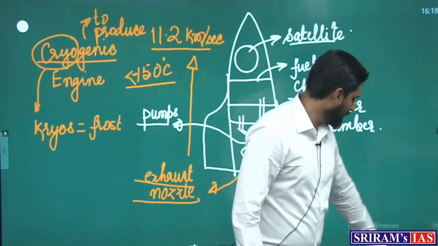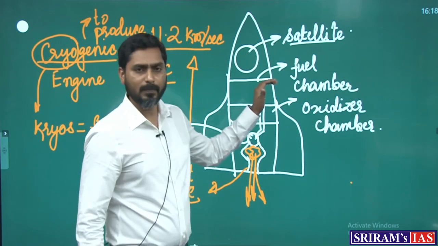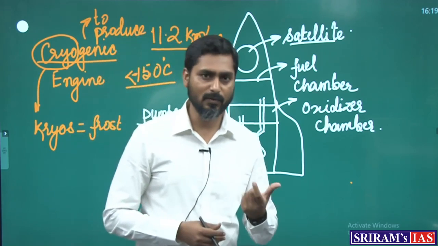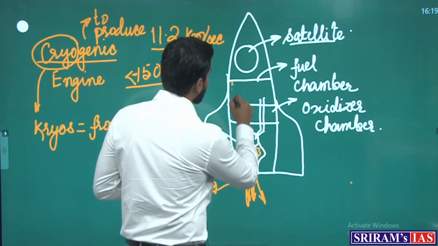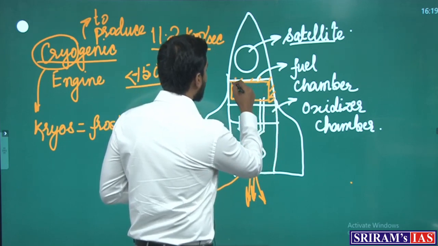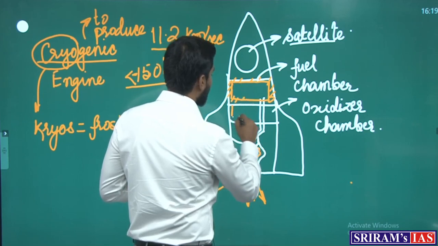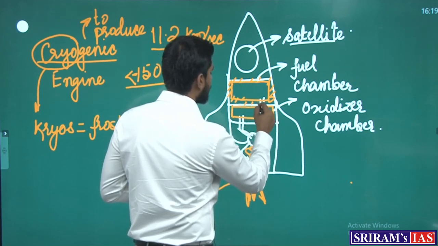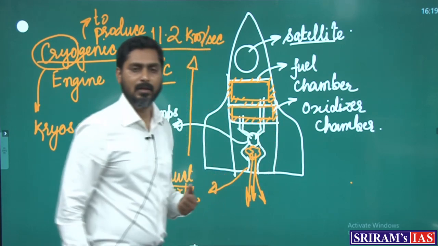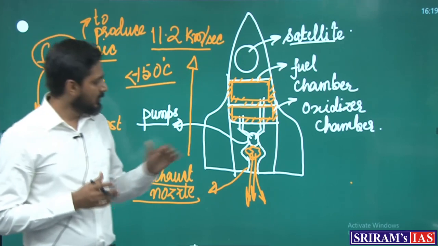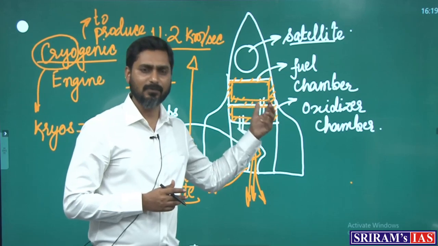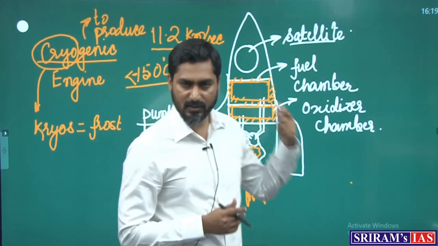And how do we do that? In order to store fuel at such low temperatures, we need some mechanisms, such as insulation. We will insulate these chambers with some material, both the oxidizer and the fuel chamber, so that the heat being generated here does not reach or affect the fuel or the oxidizer chamber.